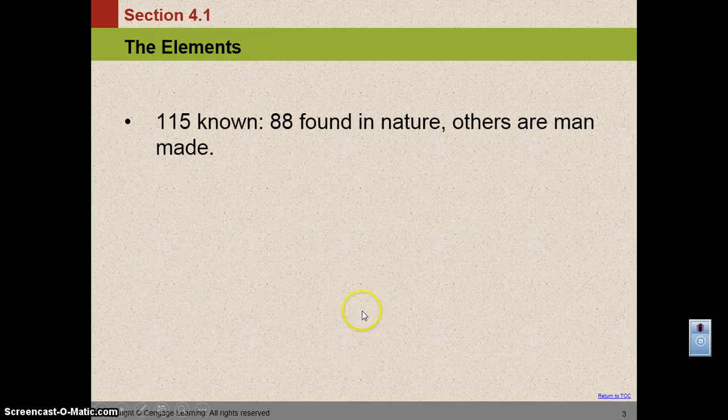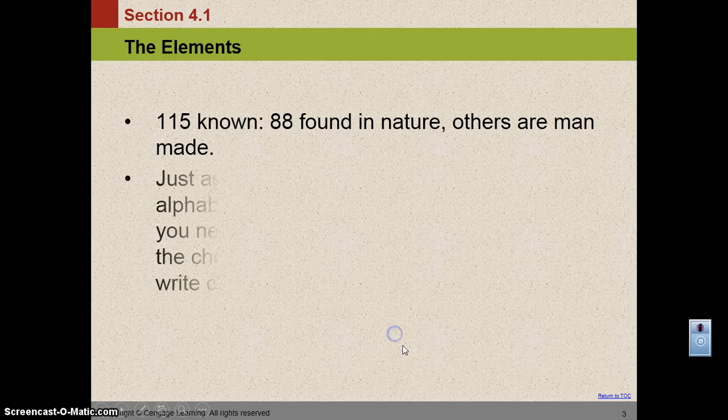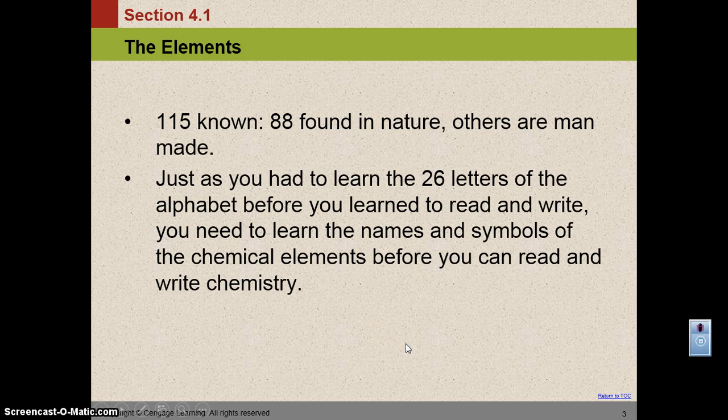You know that there are 115 known elements. We've talked about those, and they actually named number 115 this year. 88 of those are found in nature, and others are found man-made. And you're going to have to learn the symbols of the elements. I'm not going to make you memorize all of them. You actually are going to do it by default in your mind. You're going to use them so much you're going to know them quickly.